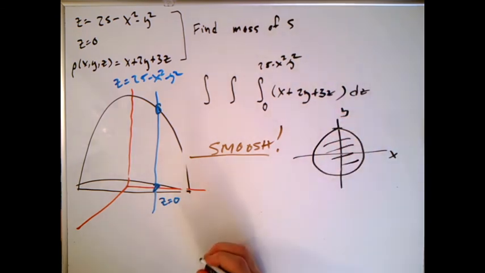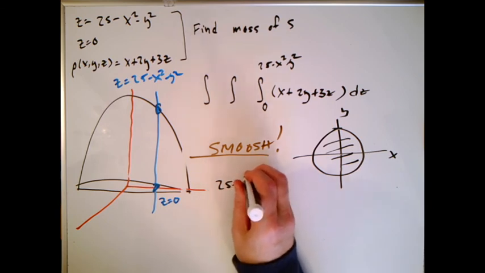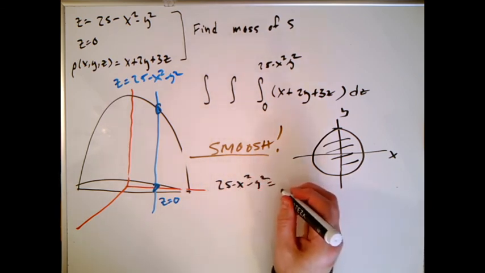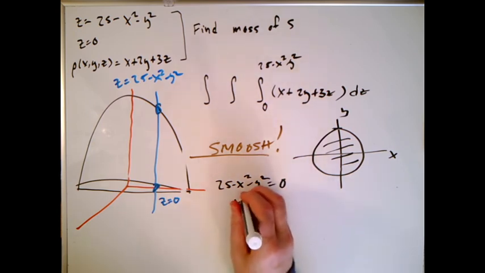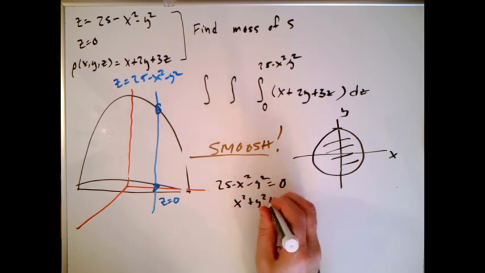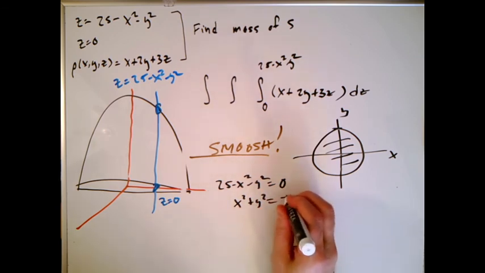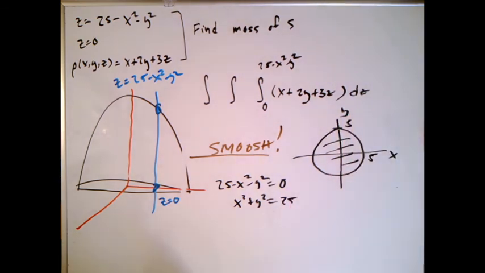That circle has an equation, and we get that equation by taking the bowl's equation and asking what would happen if we set the z values equal to 0. Well, what we're going to get is x squared plus y squared equals 25. So that's just going to tell me that the radius is going to be 5.